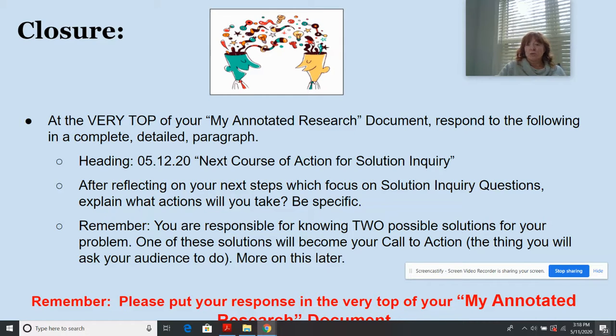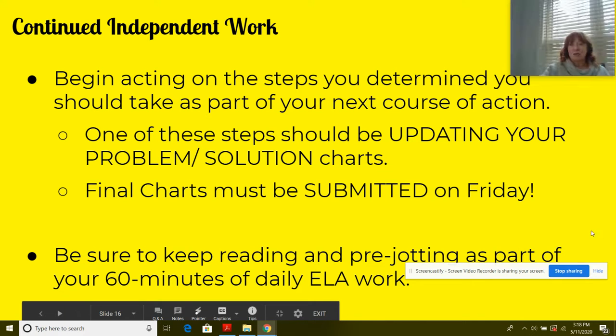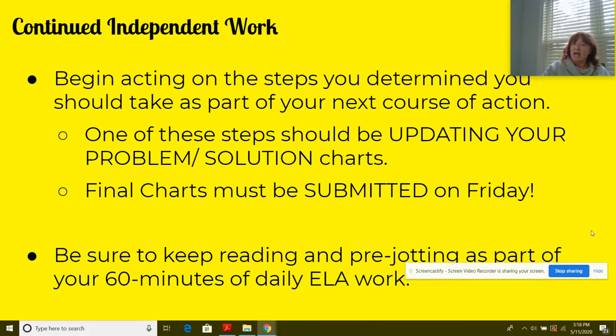And remember that you're responsible for coming up with at least two possible solutions to your BayTalk issue. One of those is going to become your call to action, that thing that you're going to ask your audience to do. We'll talk more about that later. Right now, you just need to remember that you're responsible for two possible solutions. Okay? Again, this is going to go at the very top of your My Annotated Research document. When you're done with that, with the time that you have left with your hour of ELA, actually start on that next course of action.